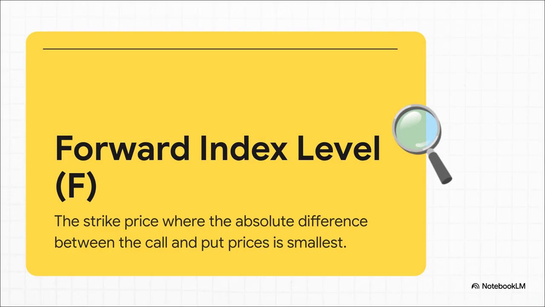Now, before we can even pick the options, we need to find the market's expected future price for the S&P 500. This is called the forward index level. And essentially, all we're doing is hunting for the one strike price, where the price for a put and the price for a call are almost identical. This gives us the true at-the-money point, which becomes the anchor for the entire calculation.